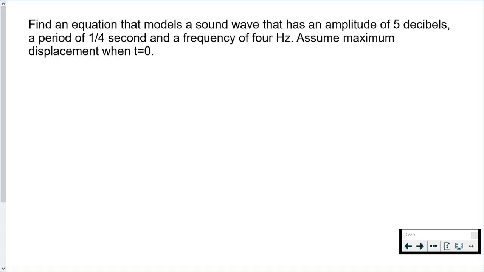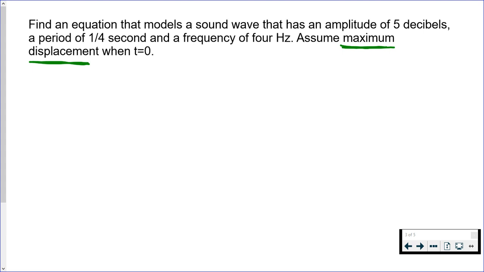I'm going to write an equation to model a sound wave, and we're given a bunch of characteristics. We're given that the amplitude is 5, the period is 1/4 second, and the frequency is 4. This last sentence is very important. This is what tells us whether we're going to have a sine or a cosine function.